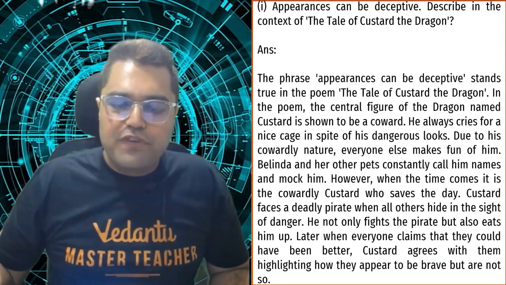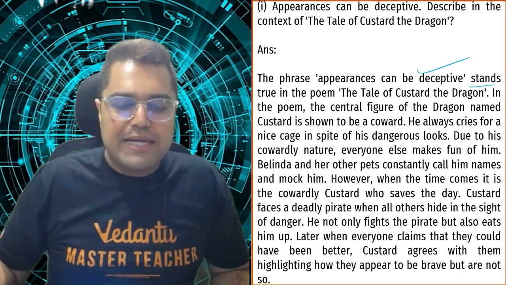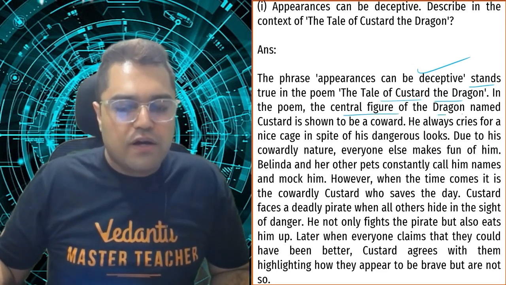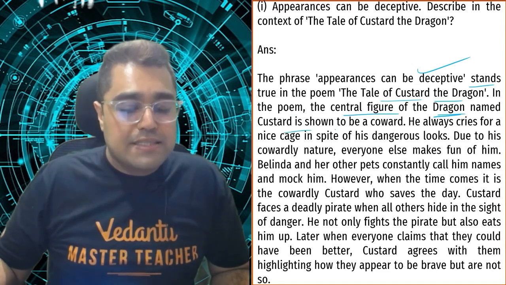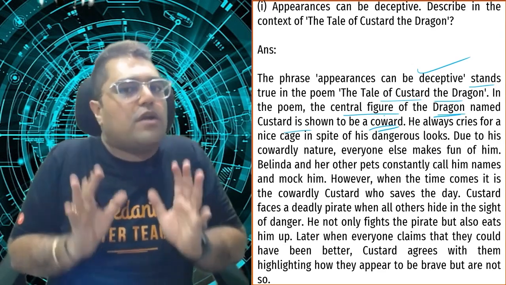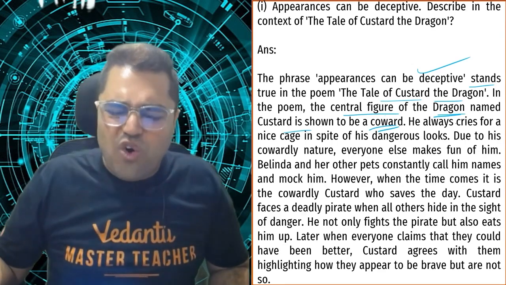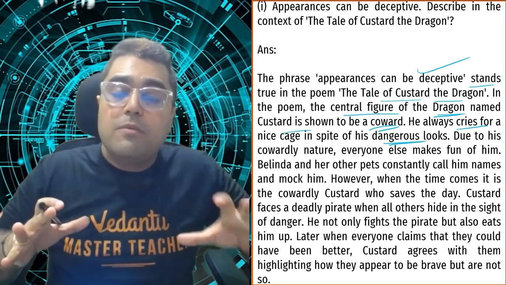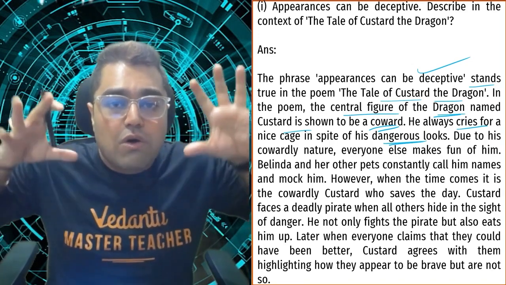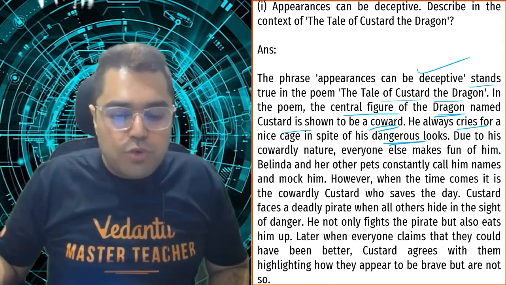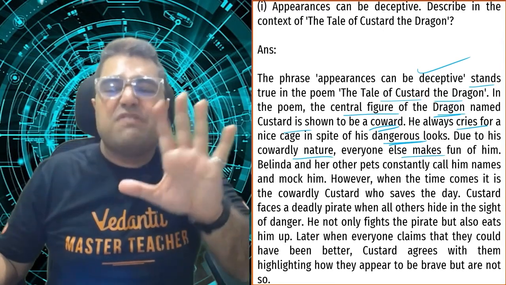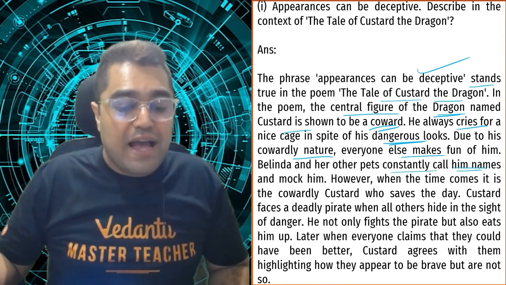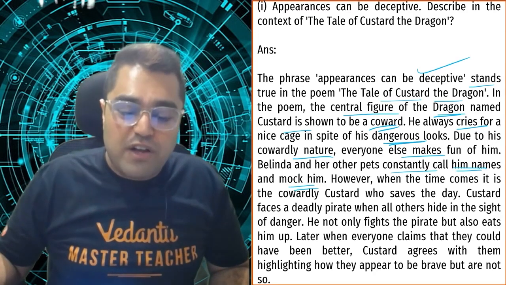Let's see. The phrase appearances can be deceptive stands true in the poem Tale of Custard. In the poem, the central figure of the dragon named Custard is shown to be a coward. People, he just wanted a nice, safe cage. He always cries for a nice cage in spite of his description as having chimney for a nose, and spikes and scales. Due to his cowardly nature, everyone makes fun of him. Belinda and other pets constantly call him names like Percival. They mock him. They make fun of him.